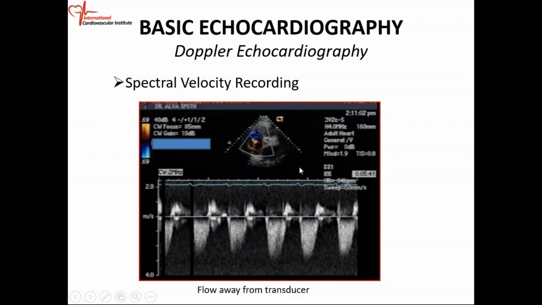And that is what tricuspid regurgitation in this view looks like, because you have blood flowing from the RV across the tricuspid valve into the right atrium. It's moving away from the transducer. Hence, this is our baseline right here. It's below the baseline, and it's a systolic flow.